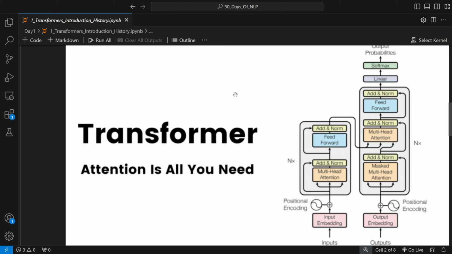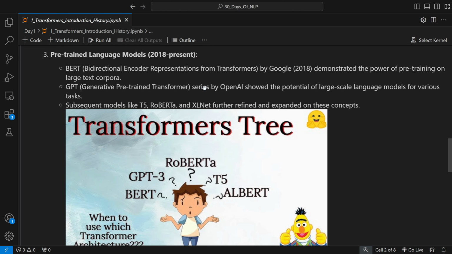And then there came a storm, which is the pre-trained language model. Google in 2018 released a model called Bidirectional Encoder Representations from Transformers, shortly known as BERT, that showed the power of pre-trained models. But before that, there was another model released, the Generative Pre-trained Transformer by OpenAI. These two are the reason we are in this world, this LLM world.